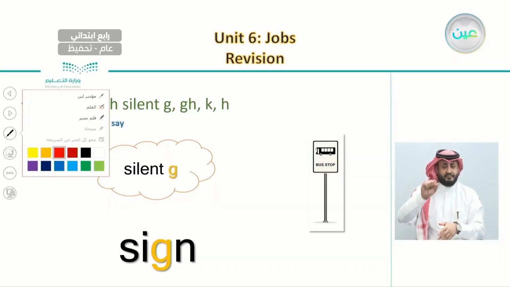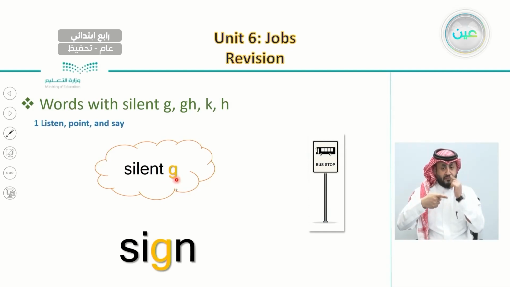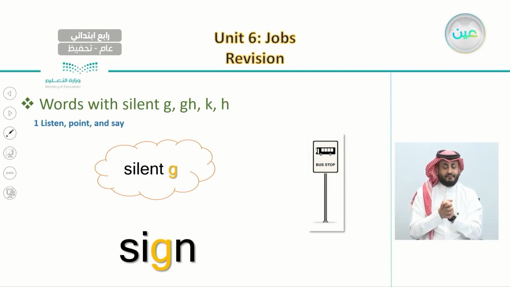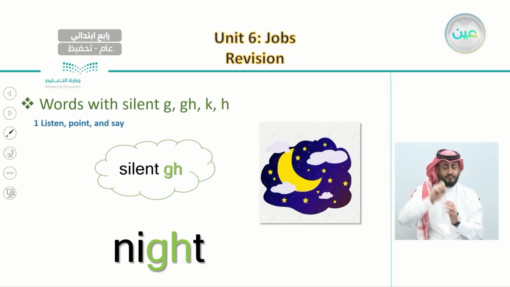And here we said that the word sign has one silent letter, which is G. So here in this case, the G is silent. We don't pronounce G, we only write it here. Also, another example, which is the word night. Night, where we say that here we write G and H, but we don't say them. They are silent. The word will be night.